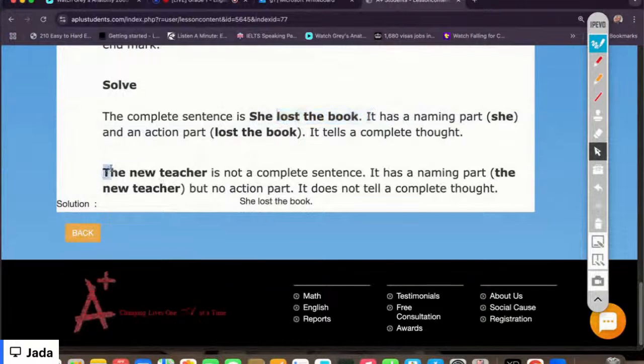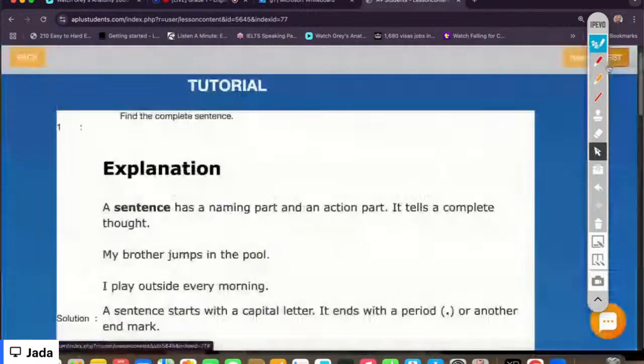The new teacher. If for example with the new teacher, this is an incomplete sentence. Why? Because the new teacher, this is just a naming part. We don't know what happened to the new teacher. So it has no action part. So let's move on to the test.